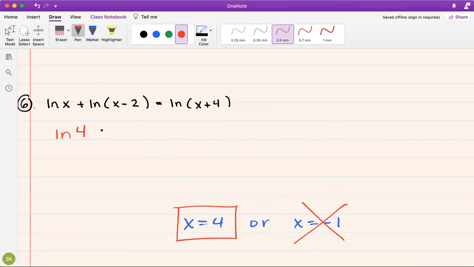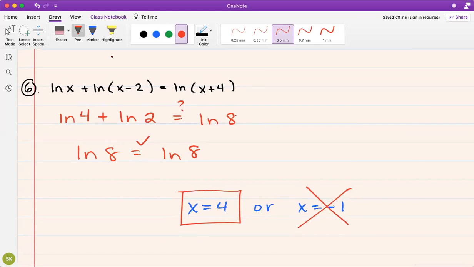You get ln of 4 plus ln of 4 minus 2, which is 2. Is that equal to ln of 4 plus 4, which is 8? Well, this multiplies to give us 4 times 2 is 8. So this is ln of 8, the right-hand side. So I combine the left-hand side to get the right-hand side.